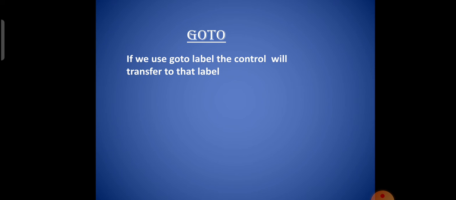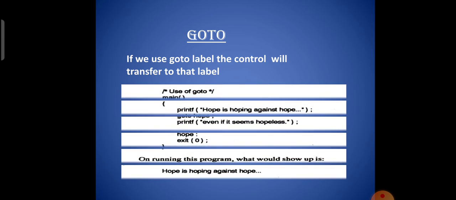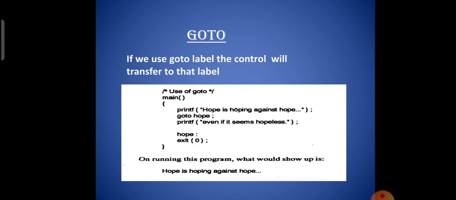And at last, goto. If we use the goto label, the control will transfer to that label. See, in this example, the goto label is given as hope. So it will print hope is hoping against hope. The control will transfer to that hope, and at last the printf prints the hope is hoping against the hope.